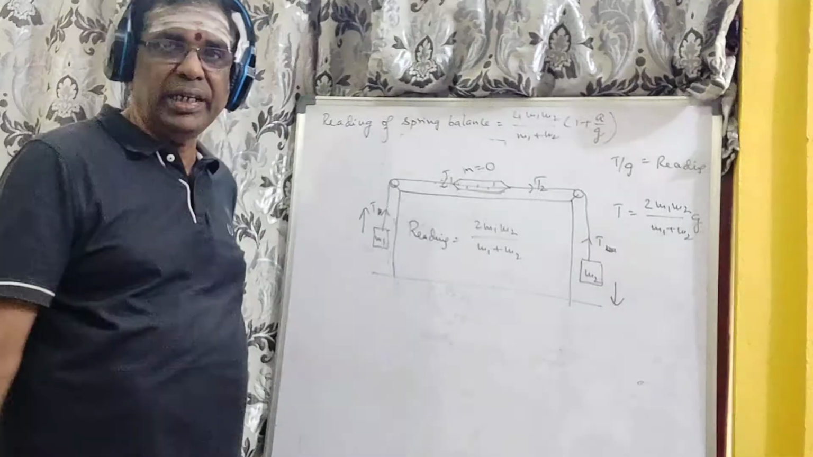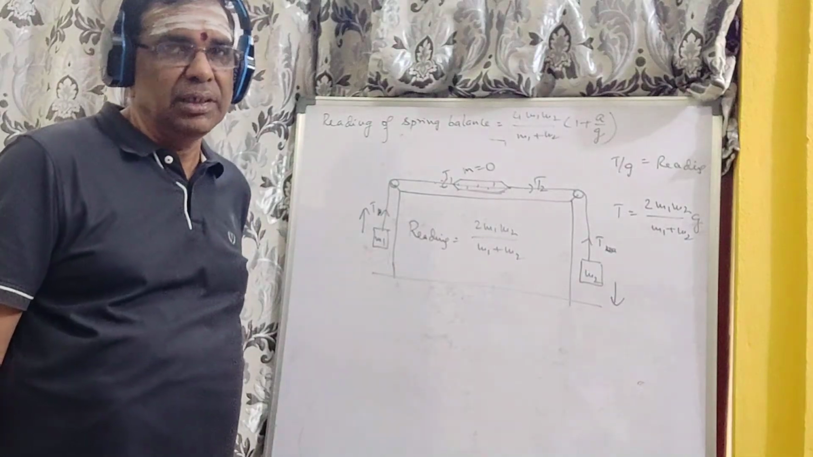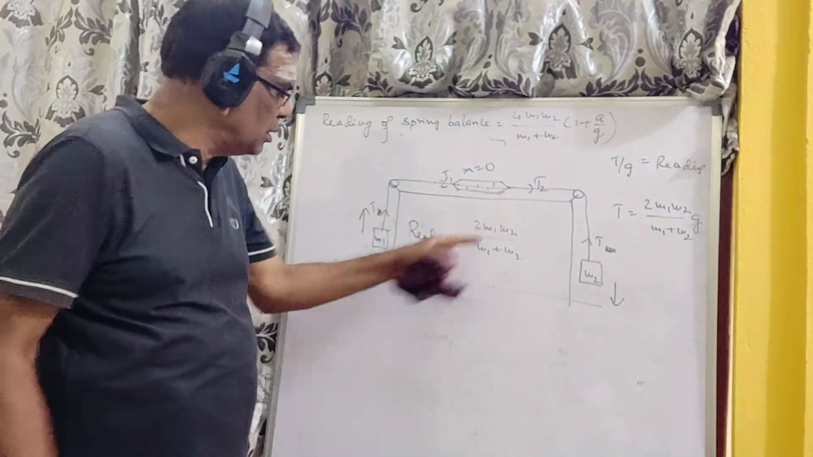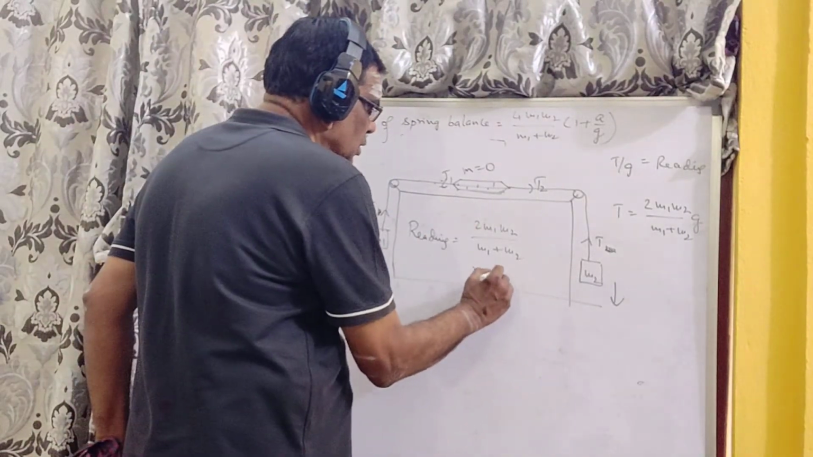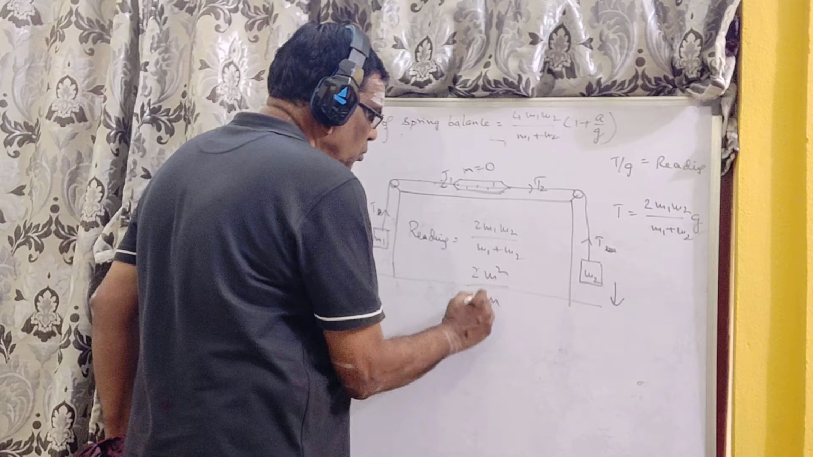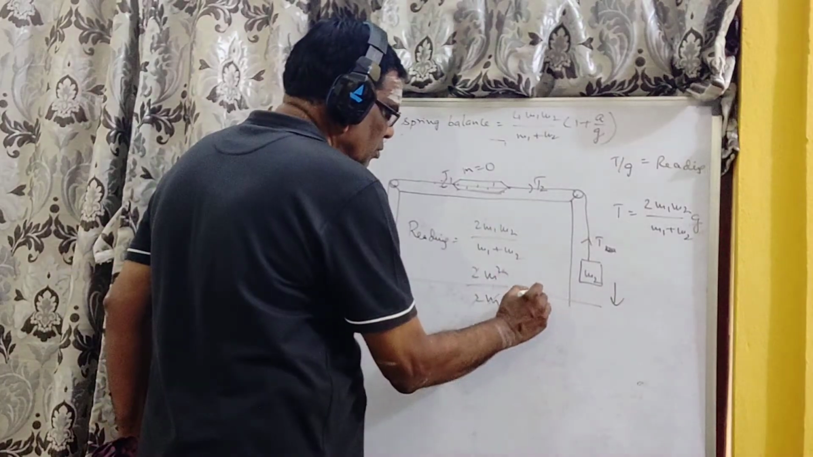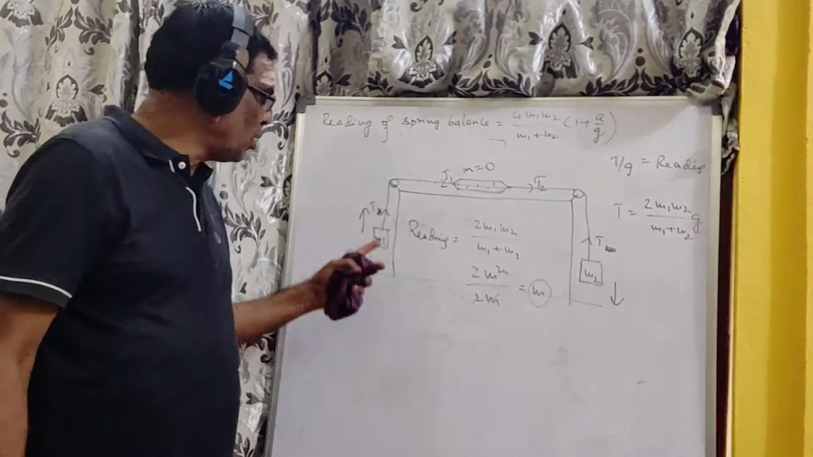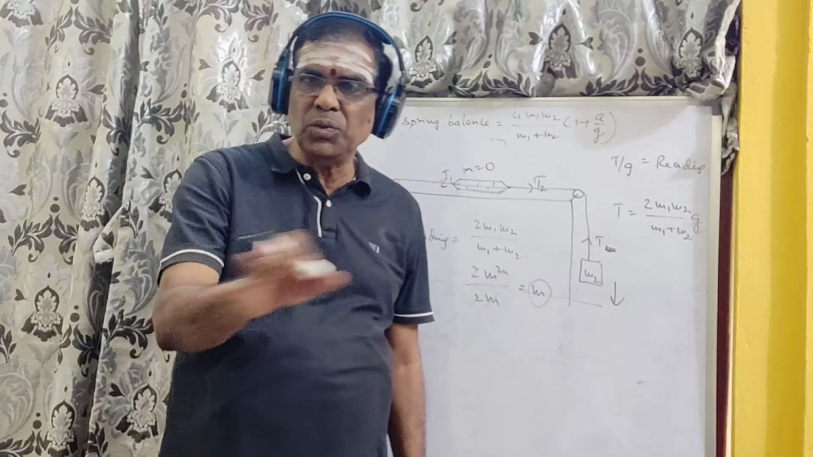Now this is very, very important. Presume that M1 is equal to M2. What do you get? 2m square by 2m. Therefore, it will exactly show M. People call it as M1 plus M2 by 2.